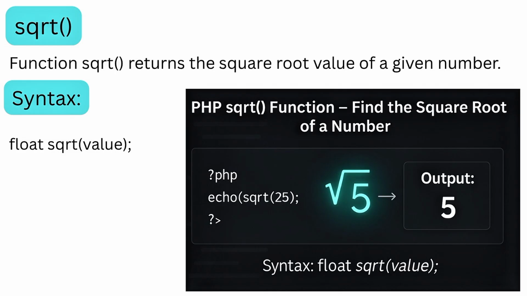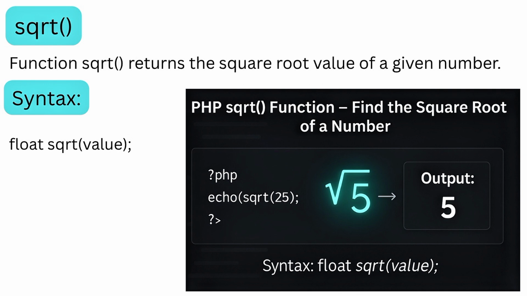The sqrt function, written as sqrt open and close parenthesis, is used to find the square root of a given number. In simple words, it helps you determine which number, when multiplied by itself, gives you the original number. According to the image, the syntax for this function is written as float sqrt open parenthesis value close parenthesis semicolon. This means that the sqrt function accepts one numeric value and returns a floating point number as its result.